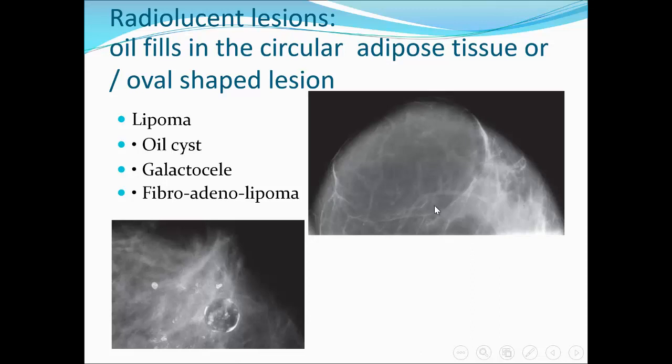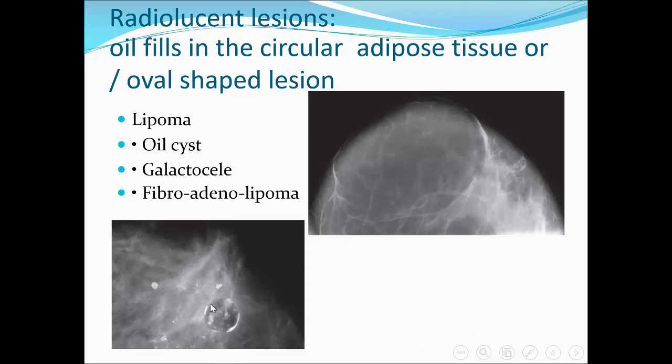How can we know that it is lipoma? It is a space-occupying lesion. The parenchymal tissue is seen surrounding this area. It's low density, similar to the breast fat. So this is the typical appearance of breast lipoma.